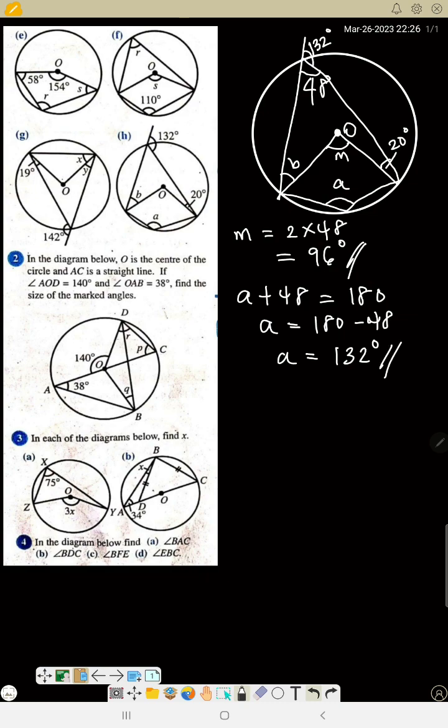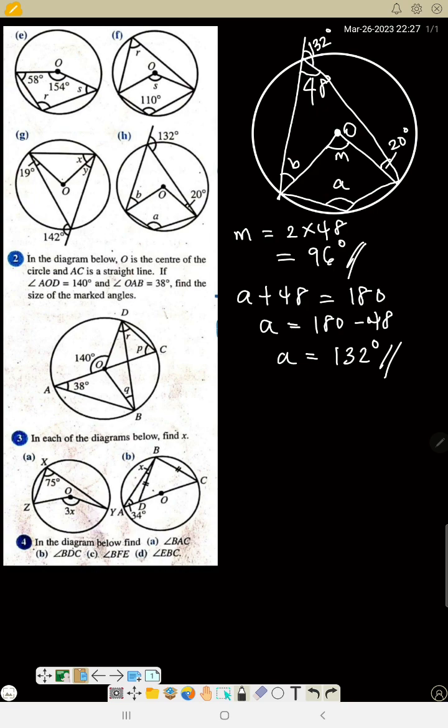So if you don't want to do it that way, then you should know that this is a reflex here, and you already know M as 96, this place. So that means 360 minus 96. So you can know here to be 264, this reflex. So that means this is major angle, so you can use it to know this one. So 264 divided by 2, so you will still get 132. So if you like, do it that way. Or you use cyclic quadrilateral, opposite angles of cyclic quadrilaterals are supplementary.